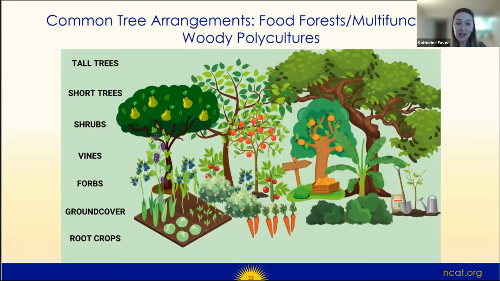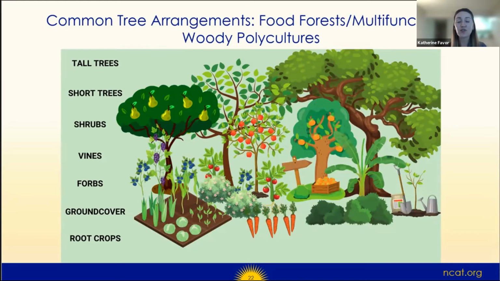Another very common way to arrange trees in urban agroforestry settings is food forests. Food forests are also called multifunctional woody polycultures. Some people refer to them as edible forest gardens or just edible landscaping. So as we mentioned before, polyculture just means multiple species of plants in the same system. And in this system, you've got a lot of different species in one system, and some of them are woody. So these agroforestry systems are designed in a way that mimics forest ecosystems.